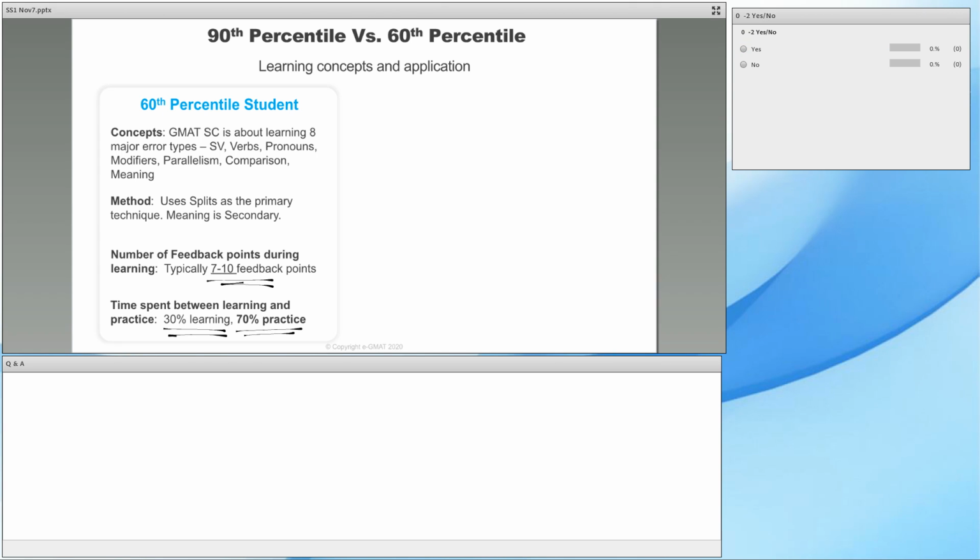Is there anyone over here who associates with that 60th percentile student, has followed this path over here? Okay, you can see there are people. A 90th percentile student has a very different outlook.